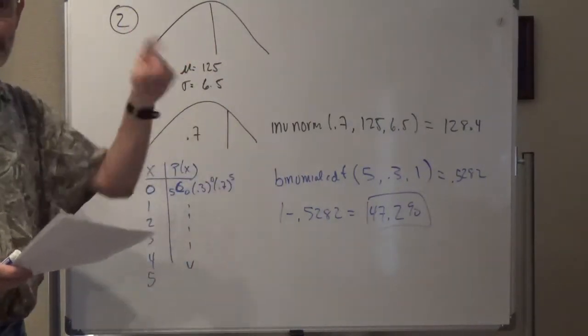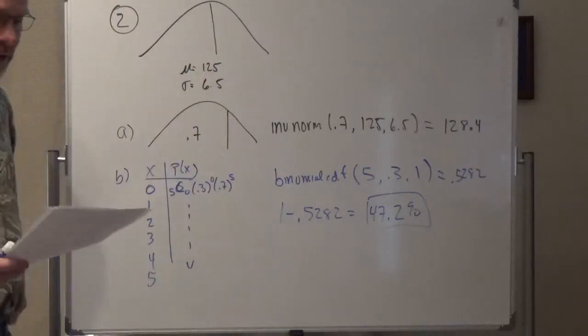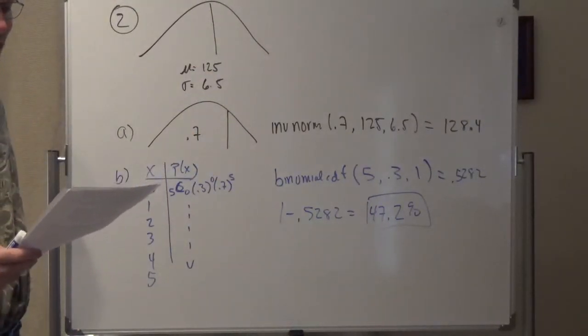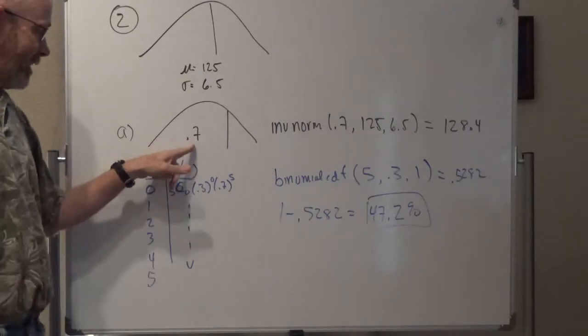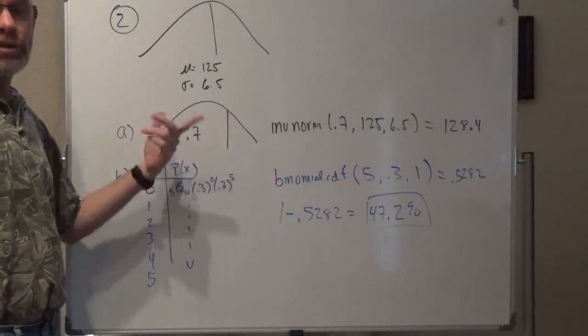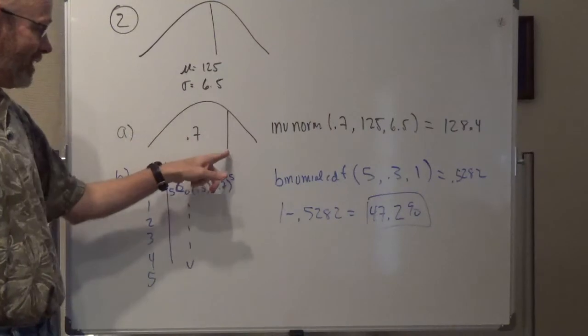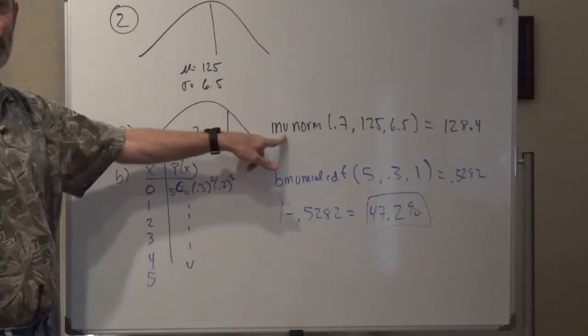Remember, anytime you hit that inverse norm button or normal CDF, you've got to check for normal. First question is, what's the 70th percentile? So the 70th percentile is here. I need that z-score. So the original way we did this was just to find the z-scores. But now we have the inverse norm button, right?